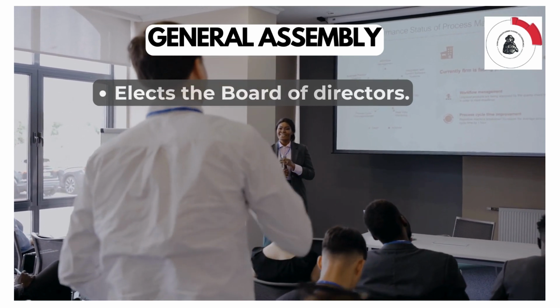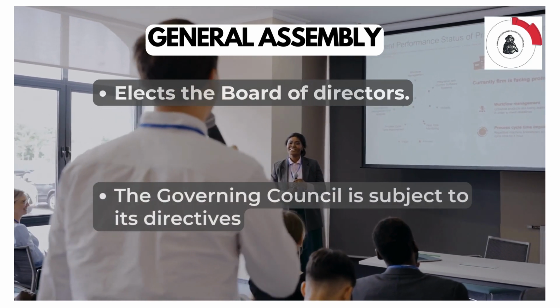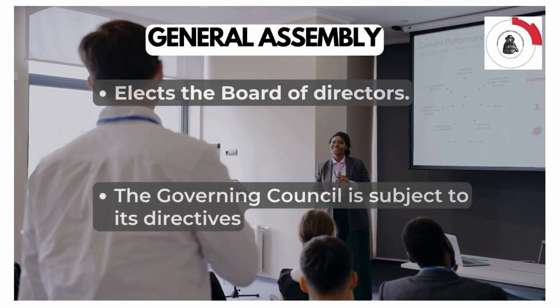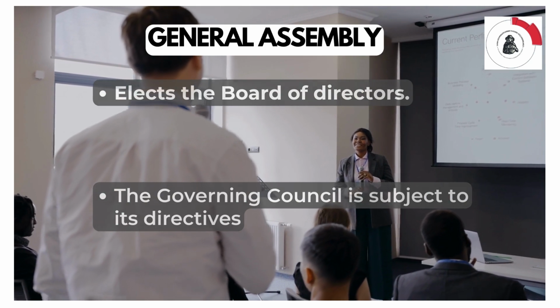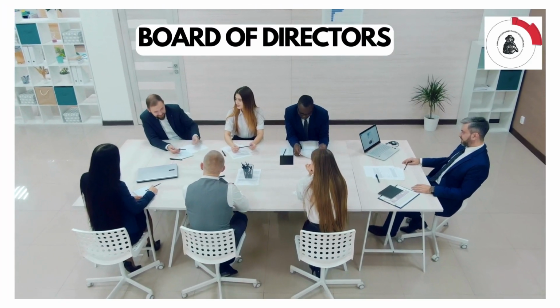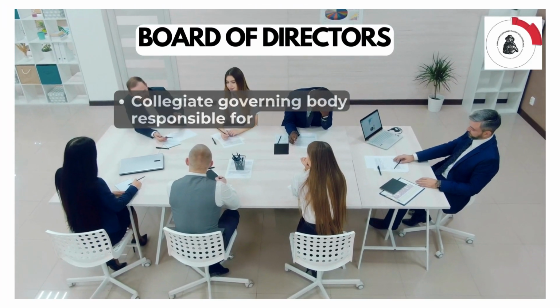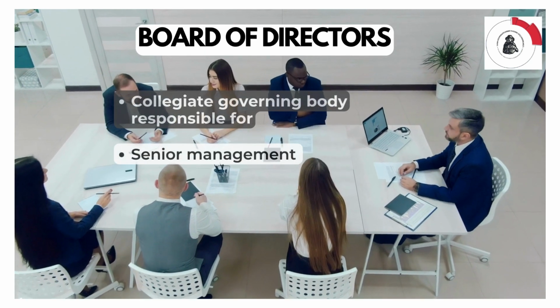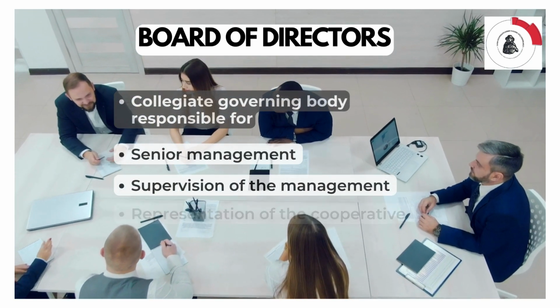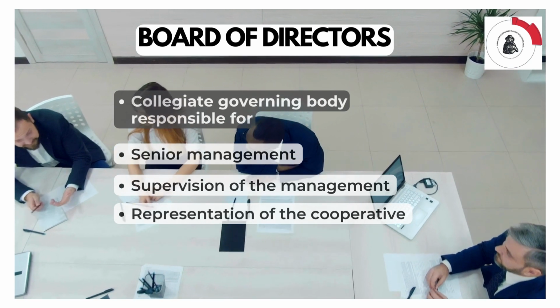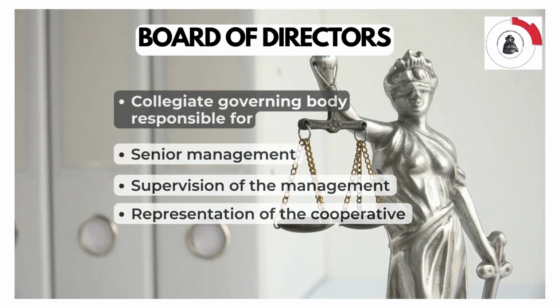In other words, the Governing Council assumes the highest representation of the society by decision of the Assembly and is subject to its directives. The Board of Directors is the collegiate governing body responsible for, at least, senior management and supervision of the management team and representation of the cooperative society, all of it always in accordance with the law, the company's articles of association and the general policy set by the General Assembly.